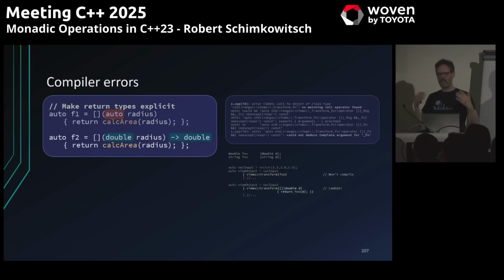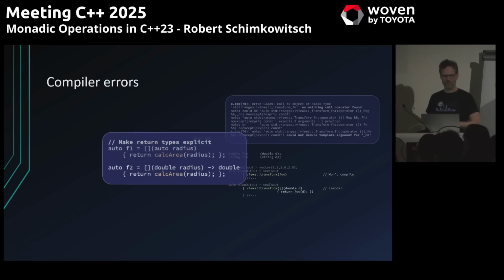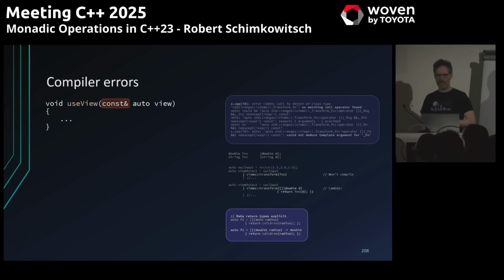Then we might accept or return the wrong type. For example, we accept an optional of t instead of t, and we mix up and_then and transform. These become easier to diagnose when you use your types explicitly in lambdas, also the return type, instead of using auto. And then trying to pass views as const or const references will lead to problems. So just don't do it.